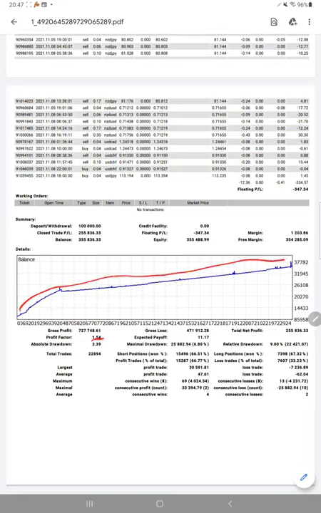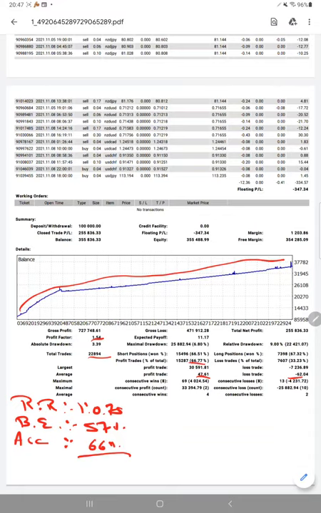Profit factor is 1.54. Total number of trades is 22,894. Average profit and loss is 47 and 62. So we will calculate the risk reward ratio, and the risk reward ratio for this strategy is 1:0.75. The break even point we have calculated is 57%. Current account accuracy is 66%. We can say almost we are up by 10% over the requirement.